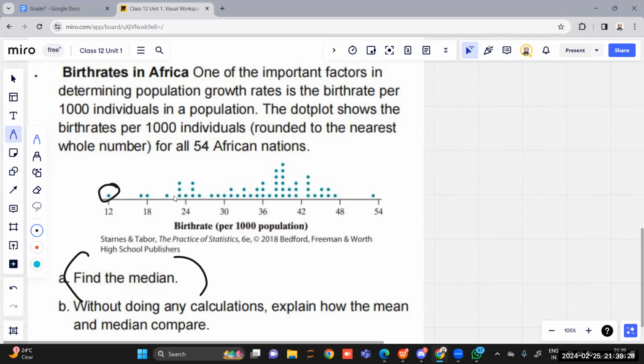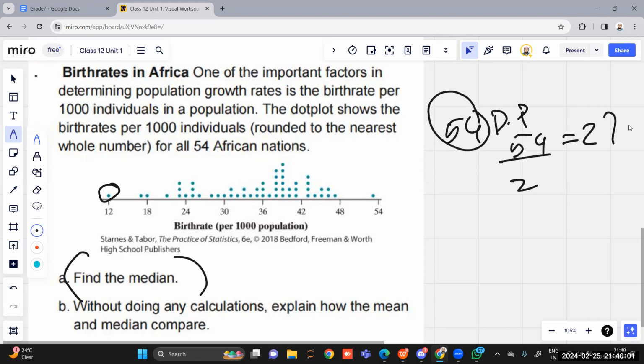1, 2, 3, 4, 5, 6, 7, 8, 9, 10, up to 20, 30, 40, 50, 51, 52, 53, 54. So there are 54 data points. What we need to do, it is an even number of data points. So 54 divided by 2 will be 27. Yes or no?